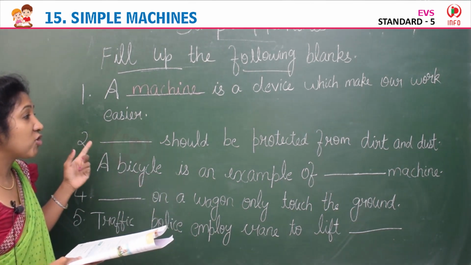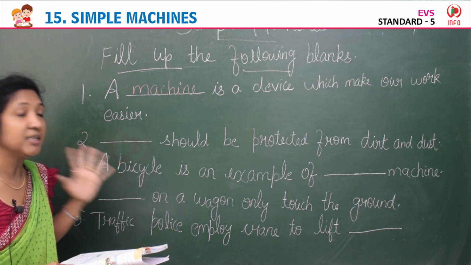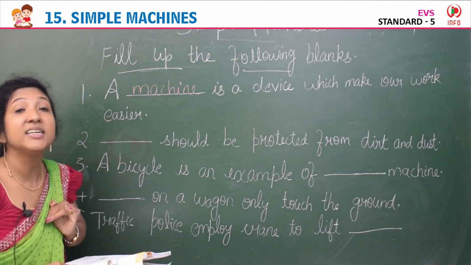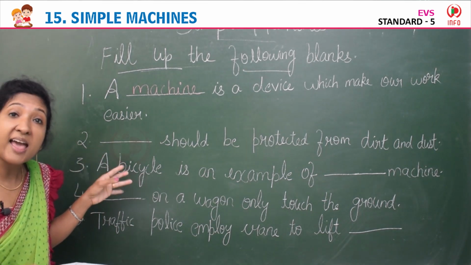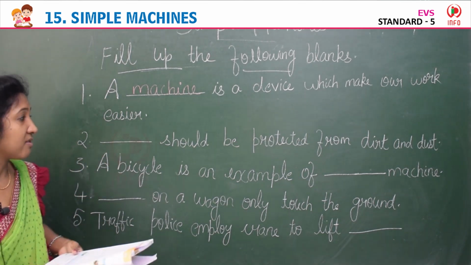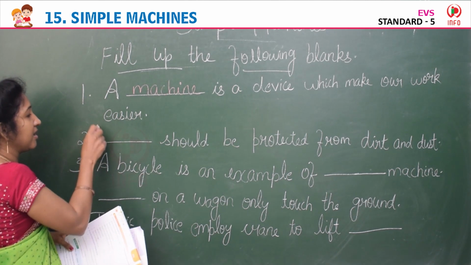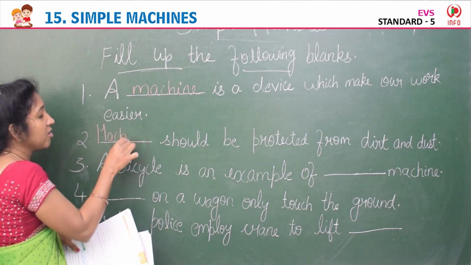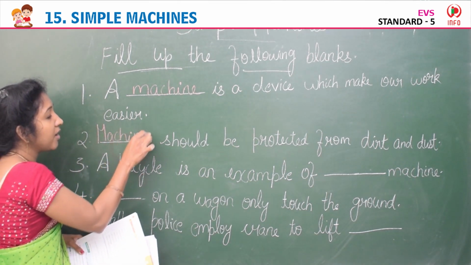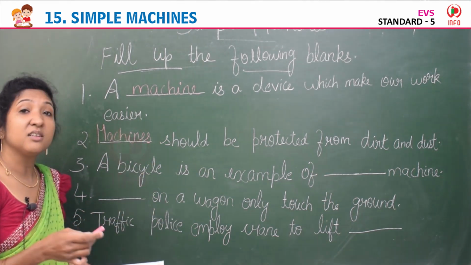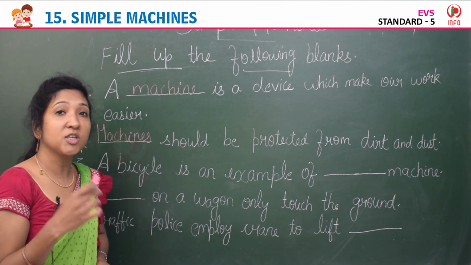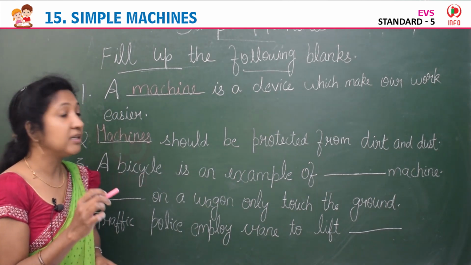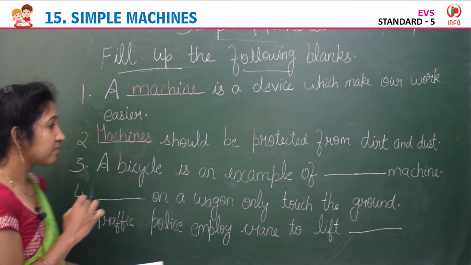Second one, dash should be protected from dirt and dust. The answer is machines. Machines should be protected from dirt and dust. Otherwise, they will get destroyed or damaged. So, they should be protected from dirt and dust.